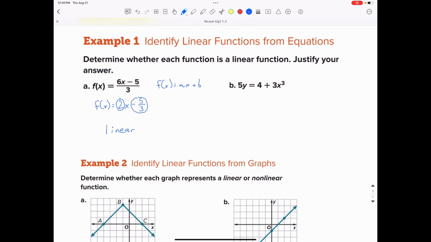Part b is 5y equals 4 plus 3x to the third power. What I can immediately notice on this one is that there is an exponent of 3, and linear functions do not have exponents. So this is nonlinear. The way I can explain that it's nonlinear is that it contains an exponent. Linear functions do not have exponents in them.